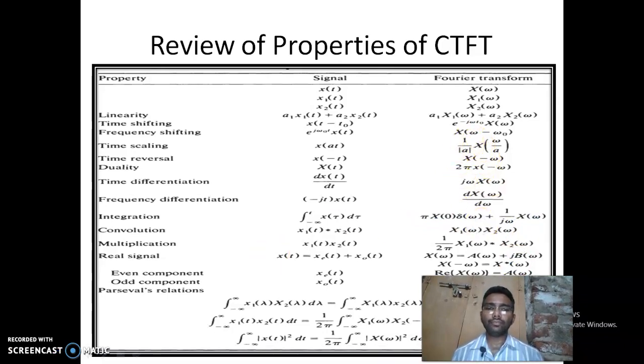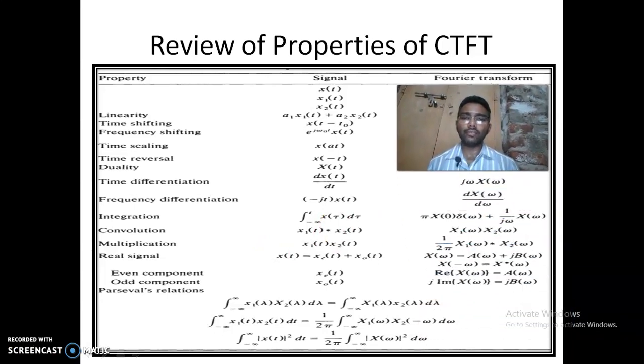So, the next one is the most important property, which is convolution. x1(t) convolved with x2(t) will have a Fourier transform of X1(omega) multiplied with X2(omega). The convolution will become multiplication in the frequency domain. Then the next one is the dual of this: multiplication in the time domain will become convolution in the frequency domain. This is for the radial frequency variable. If I consider the frequency variable instead of the radial frequency variable, it will not have that 1 over 2 pi.